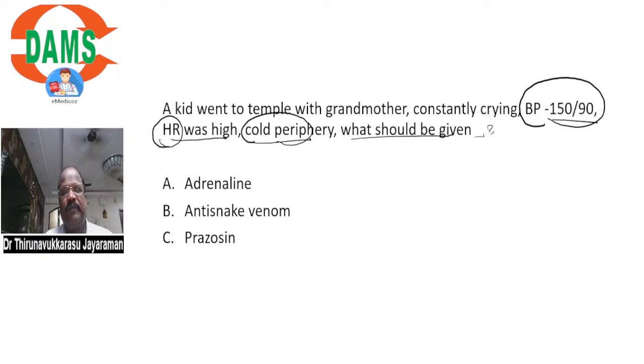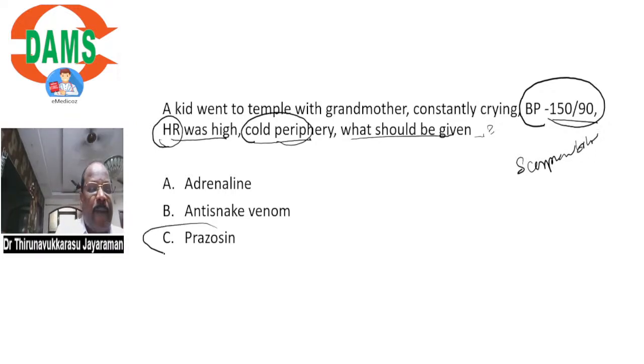That means there is sympathetic overactivity causing high BP, high heart rate, and vasoconstriction with cold periphery. So maybe a case of scorpion bite. I think scorpion bite. So according to me, the answer will be option C, prazosin.